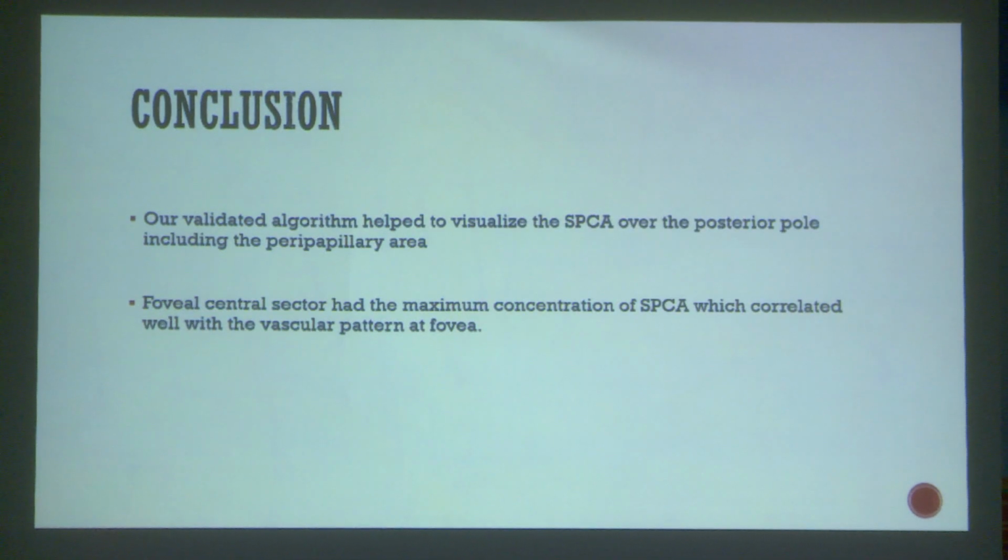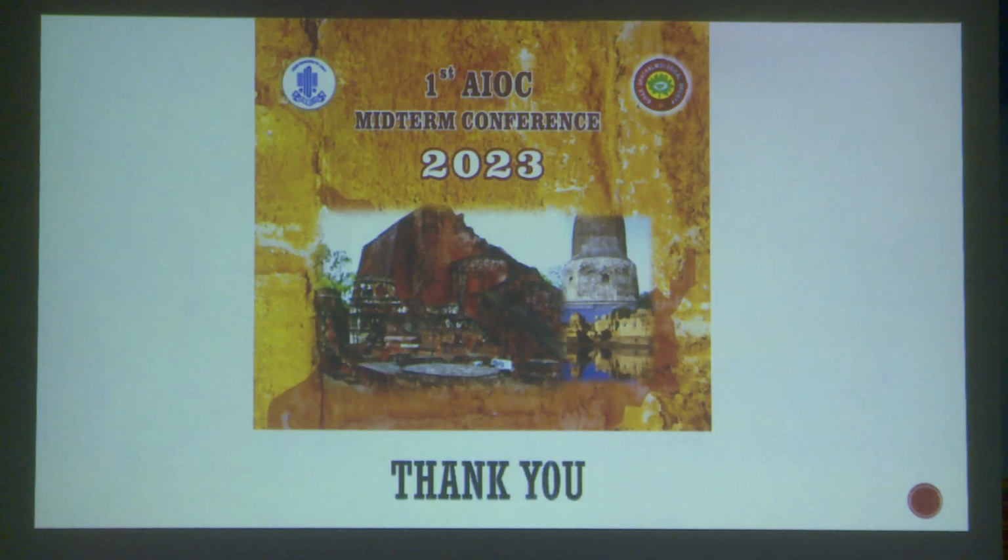So just to conclude, our validated algorithm helped to visualize the SPCA over the posterior pole, including some portion of the peripapillary area, and the foveal central as well as the nasal central area had the maximum concentration of SPCA, which correlates well with the vascular pattern of the fovea, in which the fovea derives the maximum blood supply from the choroid. Thank you for your time.